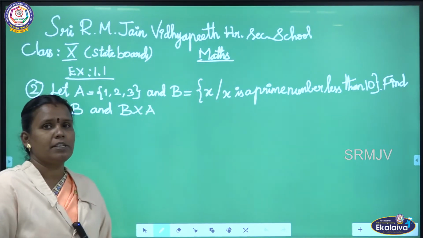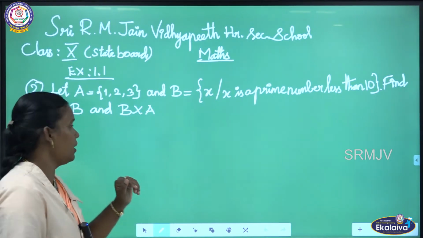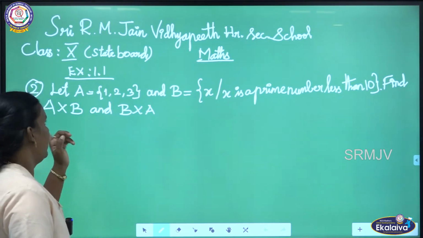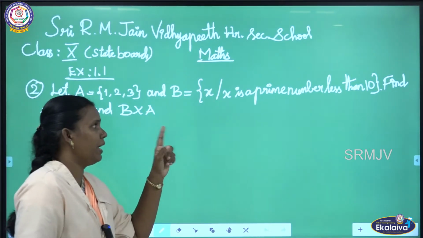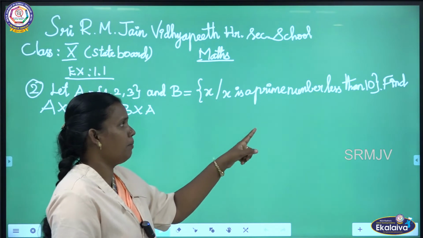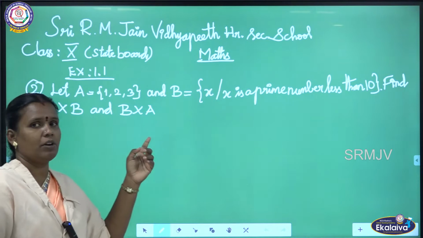Already we completed exercise number 1.1 first sum. Now I continue with the second sum of the same exercise. Second sum question: let A equal to {1, 2, 3} and B equal to {x such that x is a prime number less than 10}. Find A cross B and B cross A.